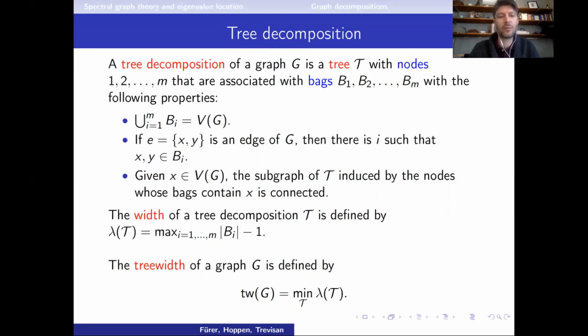And the width of a tree decomposition is the maximum size of a bag in the decomposition minus 1. And the complexity of the graph, or the parameter that measures it, the treewidth, is defined as the width of a decomposition that has minimum width. So that's the best decomposition.